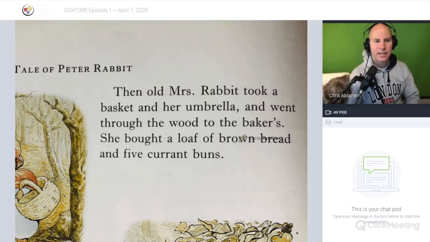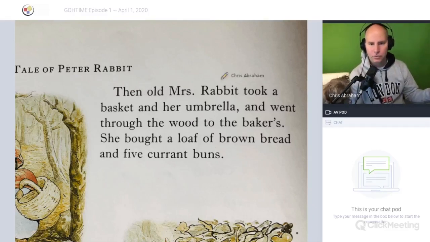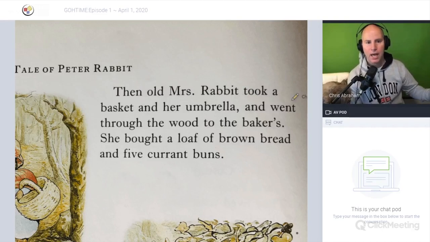Okay, it says here, then old Miss Rabbit took a basket and an umbrella and went through the wood to the baker's. She bought a loaf of brown bread and 5 currant buns.